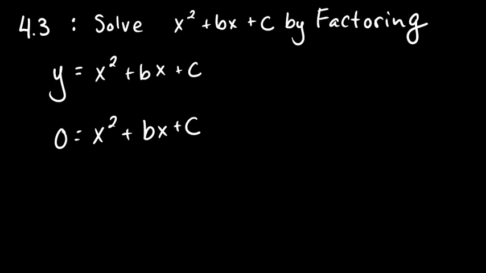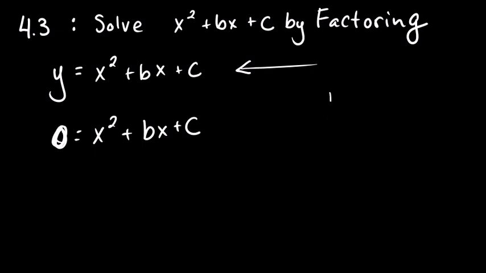In section 4.3, we discuss solving x squared plus bx plus c by factoring. So we originally start out with some sort of trinomial. We will get to the point where we just have a binomial that we factor as well once we discuss patterns. So we are going to be solving by setting it equal to 0.